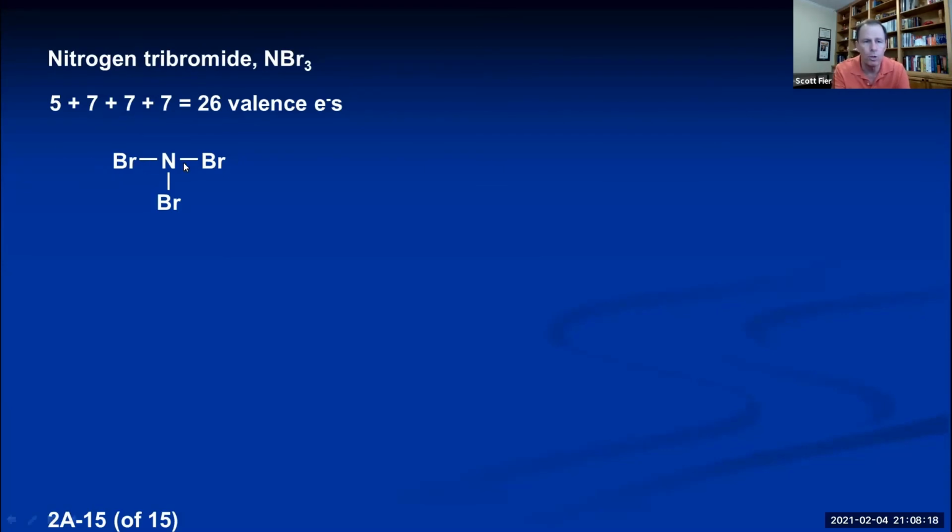So I have 2, 4, 6 electrons already here. I'm going to fill the outer shells for the outer atoms first. So that's 8, 10, 12, 14, 16, 18, 20, 22, 24, all octets on the outside. Now go to the central atom, 25, 26, and that would be your Lewis representation for nitrogen tribromide.